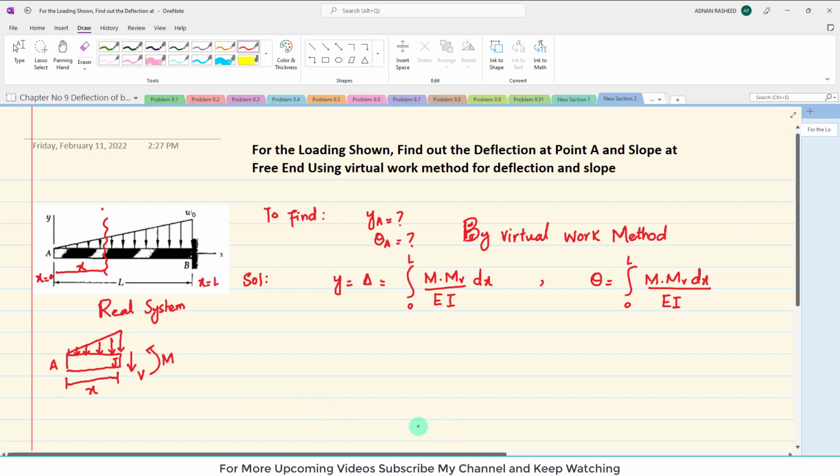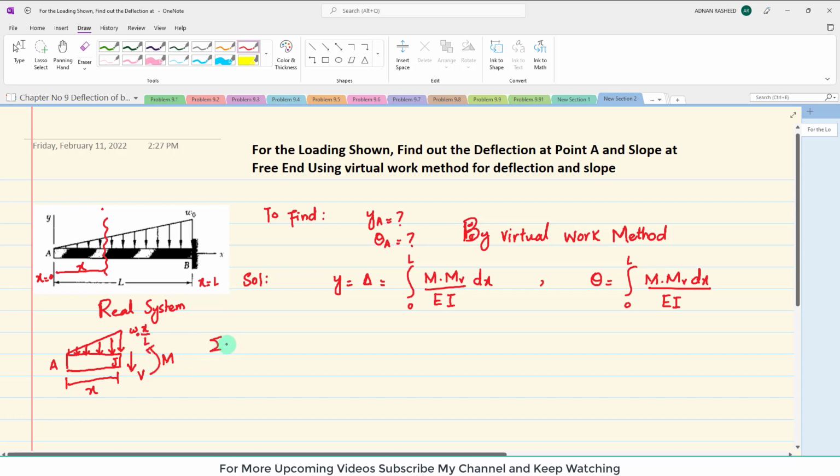Okay, so let's proceed. You can see here this W0 is for the whole length L. So here this load will be W0 into x over L, because it is acting on x length of the whole beam. So this load will be W0 into x over L.